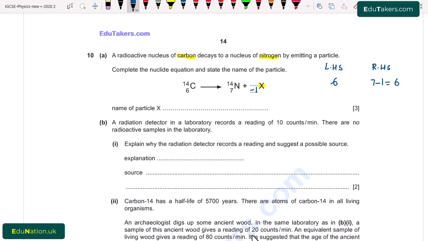And now we check the mass number. Carbon has mass number 14 and nitrogen also has 14. It means that the mass number of X is 0, so I write here 0. We also have to identify the name of this particle, and it's a beta particle.